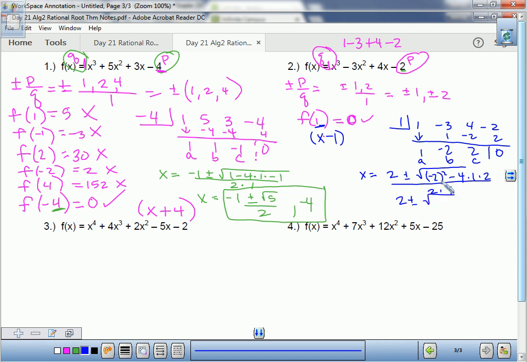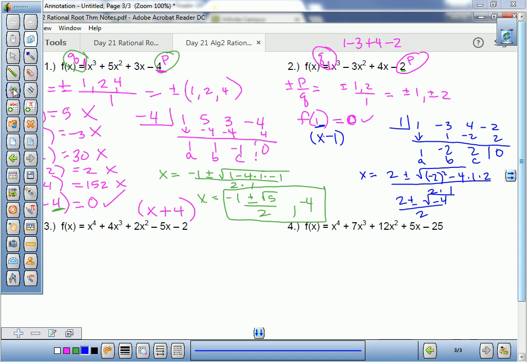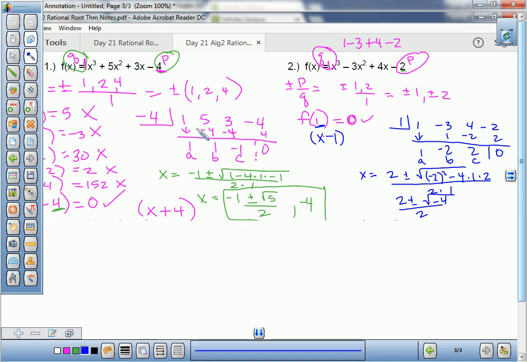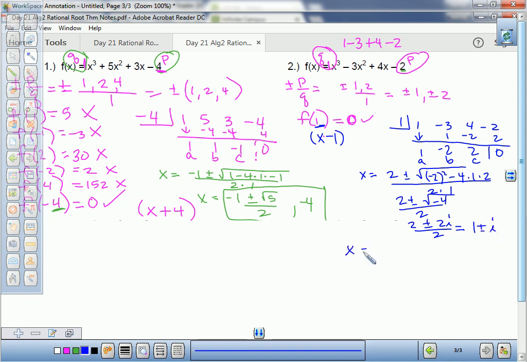All right, negative 2 squared is 4. And 4 minus 8 is negative 4. What is the square root of negative 4? 2i. Because it is imaginary. So this is 2 plus or minus 2i over 2. And 2 divides into both of those. So it's 1 plus or minus i. So my roots are the 1 that I found here, and then 1 plus i, and 1 minus i.